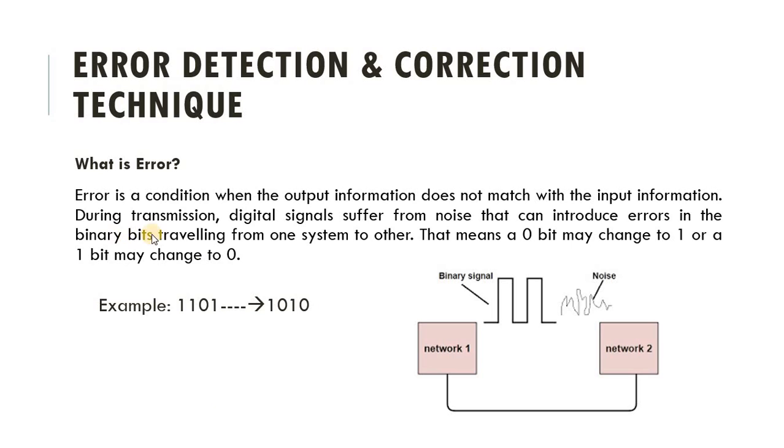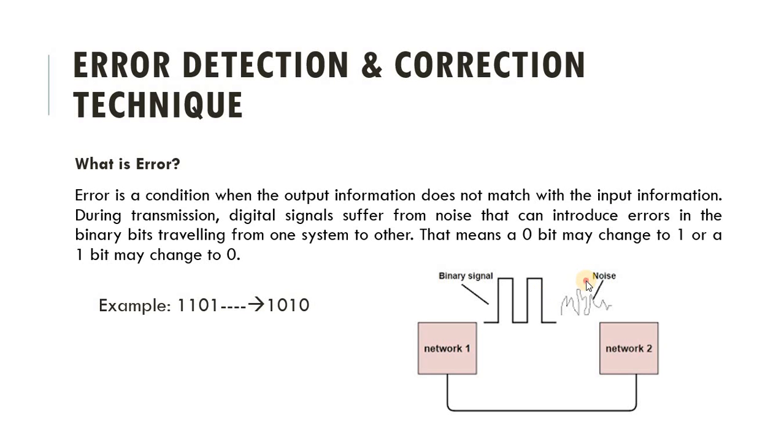For example, suppose the data 1101 is traveling through the network. Due to some reason, while the data is traveling on the network, some bits may be changed. Suppose the data becomes 1010. That is called an error in the data. As seen in this figure, it travels as a binary signal, but some noise enters the data, so the data is affected. That is called an error in the data.